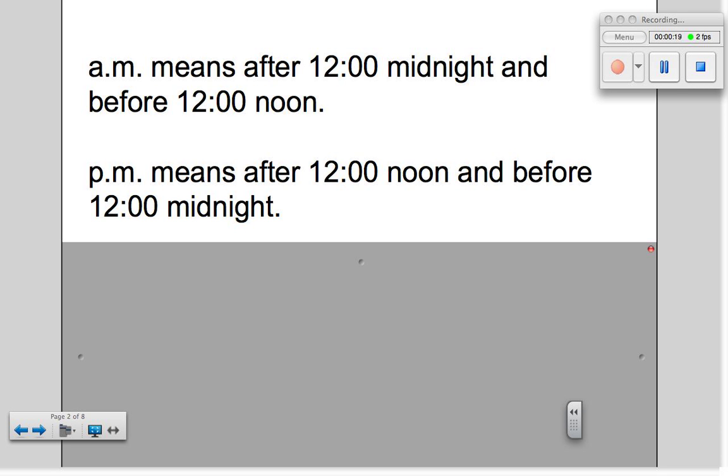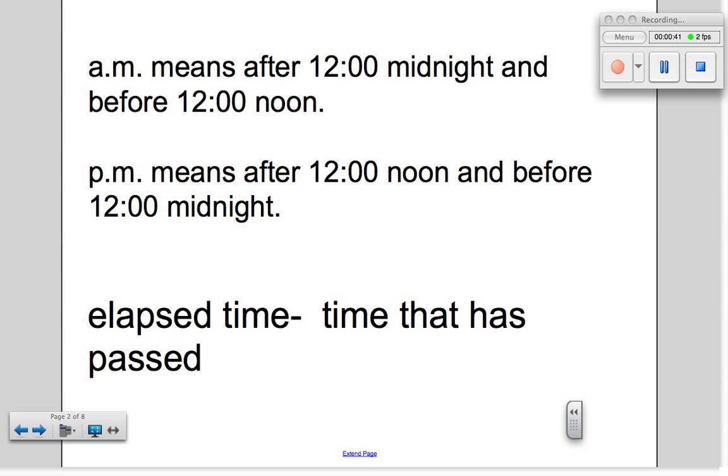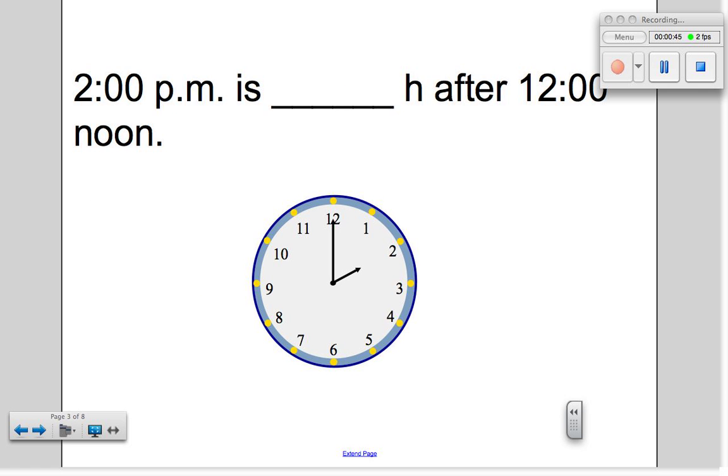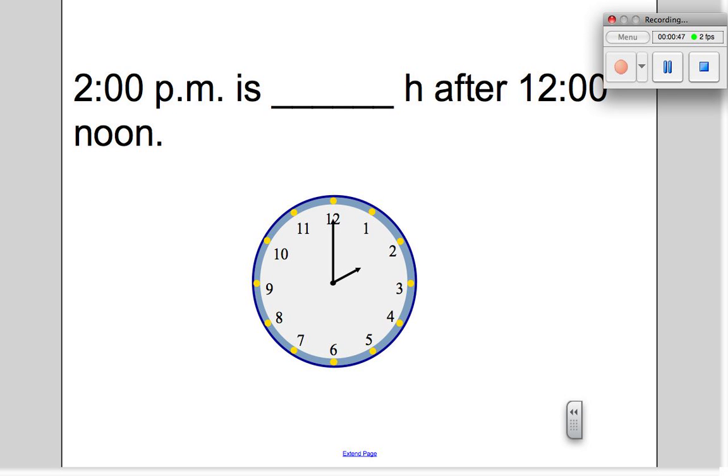I just wanted to remind you that AM means after 12 midnight and before 12 noon, and PM means after 12 noon and before 12 midnight. This is important to remember when you are trying to figure out how much time has passed from one time to another. We also call this elapsed time. We are going to talk more about elapsed time.